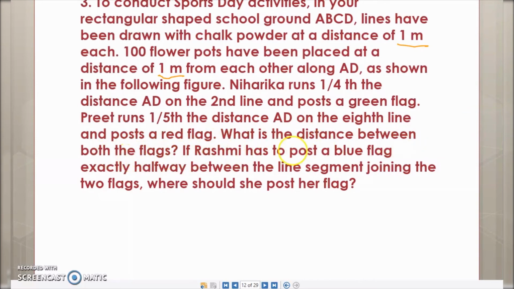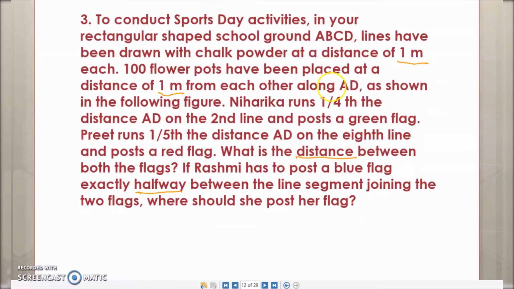So to find the distance here, the first part is to find the distance. You will use the distance formula. Now Rashmi has to post a blue flag exactly halfway between the line segment joining the two flags. Where should she post her flag? So here first you have to follow these steps. You have to first find the coordinates of the point where Niharika has posted the green flag.